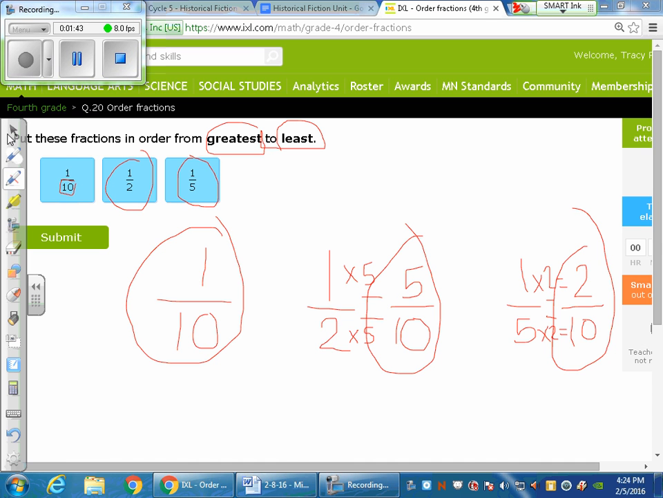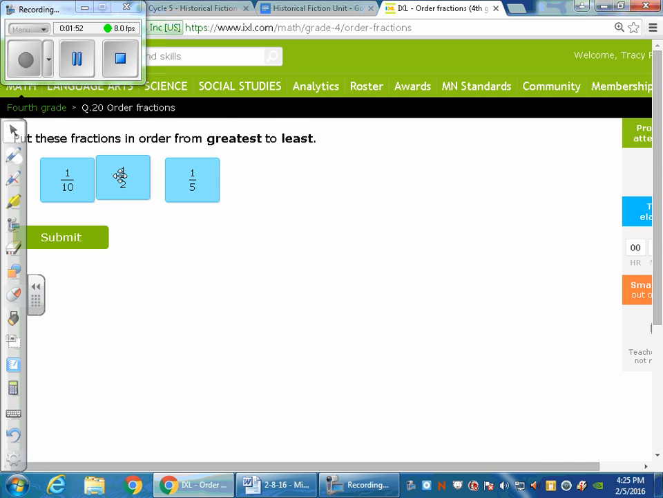So using my mouse, I'm going to drag my 5/10, which is my biggest. They all have the same denominator. 5 is my biggest numerator. So that's going to be dragged over here. Of course, everything goes away. My next biggest would be 1/5, which was the same as 2/10 over here. And then 1/10 would be my least fraction.